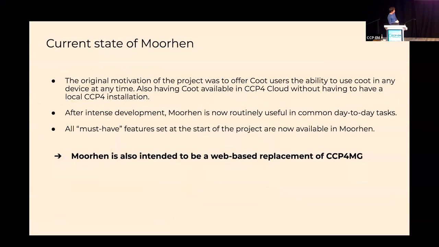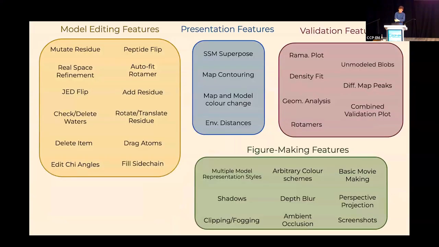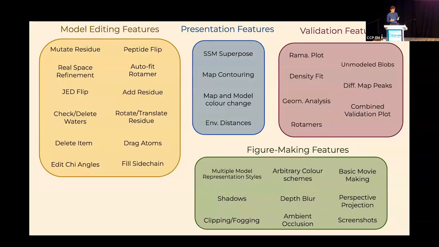Also, something important to say is that Moorhen is also intended to be a web-based replacement for CCP4MG. So CCP4MG is a program by CCP4. Essentially, it's a program that you can use to generate pretty pictures for publications. So there are also a series of figure-making features on that list of Moorhen features. So things like shadows, depth blurring, ambient occlusion. We also have basic movie making. But then again, that's just the basic list. Moorhen actually extends on that list of features.